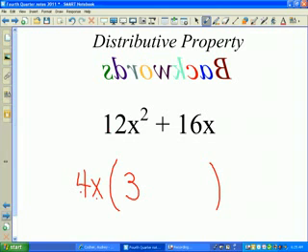X squared divided by our x, the greatest common factor, would give me x. Why is that? Remember, when we're dividing, we're doing subtraction with our exponents. We have our plus sign, so we bring that down. And then we have 16 divided by 4, which gives me 4.